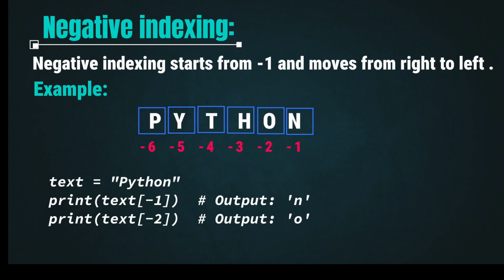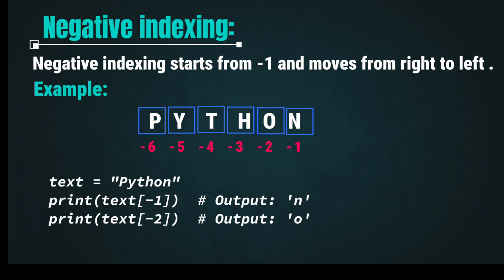Now let's look at the two print statements. Print text at index -1. This accesses the character at the index -1, which is the last character of the string, so the output is N. Print text at index -2. This accesses the character at index -2, which is the second last character, and the output is O.